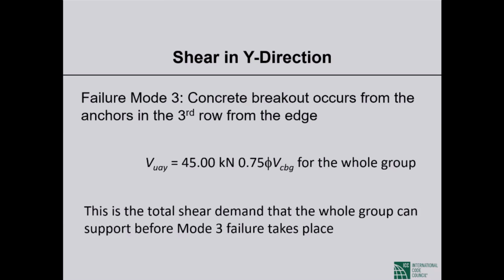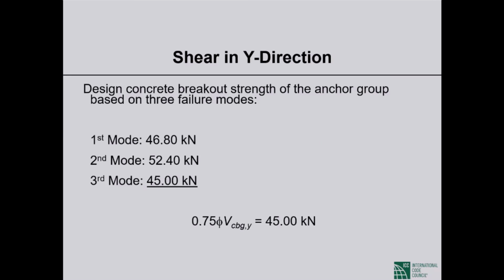So for the first two anchors, the front anchors breaking out, the group strength was 46.8 kilonewtons. For the middle two breaking out, 52.4 kilonewtons. For the back anchors breaking out, 45 kilonewtons. So the group breakout strength actually for Y direction shear is 45 kilonewtons.